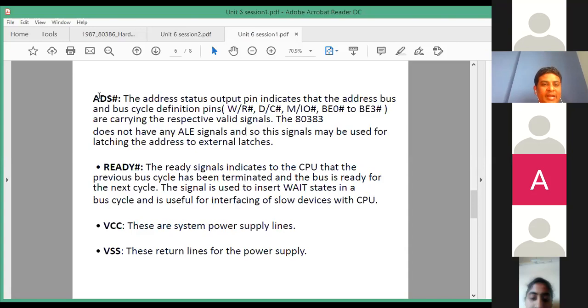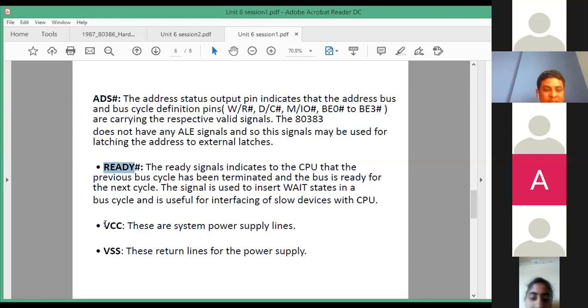Next is ADS, the address status bus. Address status deals with all these pins: read write, data control, memory IO, and BE0 to BE3, which are bus enable pins. The READY pin is a ready signal indicated to the CPU that the previous cycle has been terminated and the bus is ready for the next cycle. This pin is used whenever there is communication between the processor and the coprocessor.